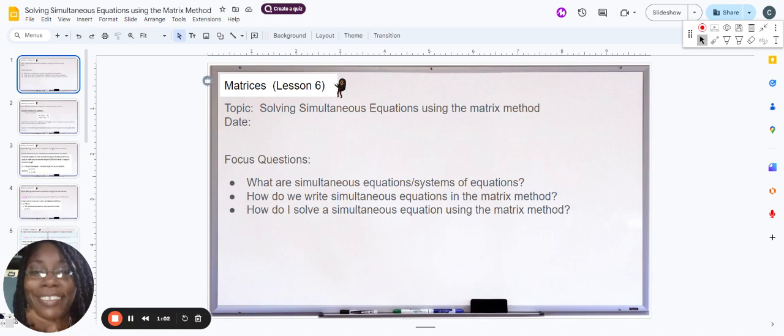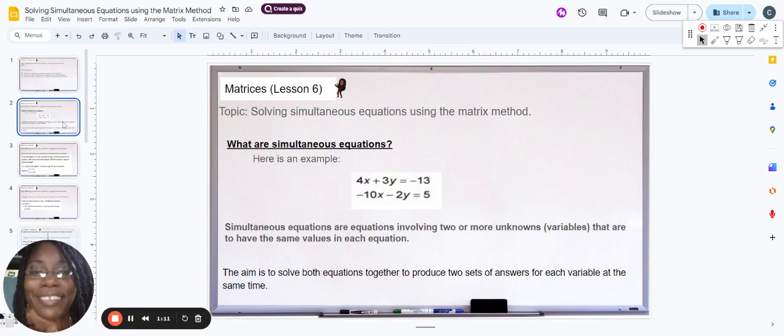So at the end of the lesson, we should be able to cover this. At this time, I would like you to pause here, head up nicely with your topic and your focus questions, and then let's dive in to the lesson.